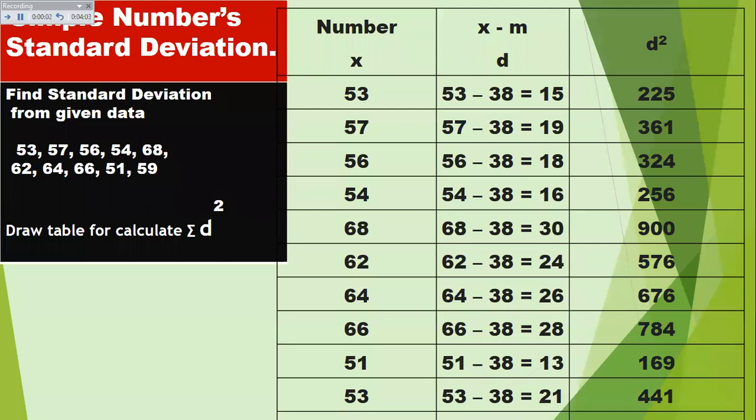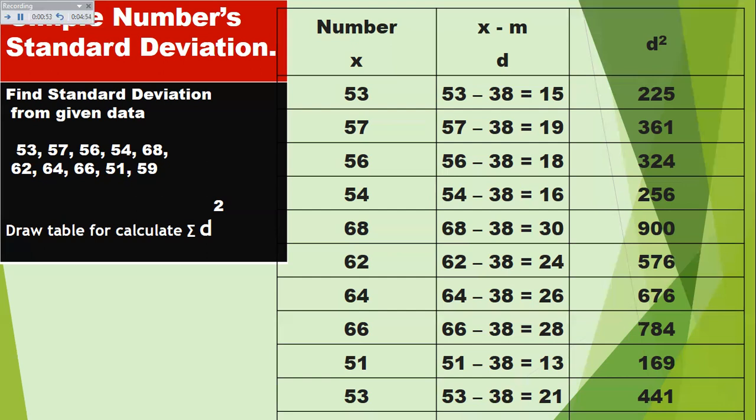Okay, friends, here one example is related to simple scores, and then we will discuss groups. Ten numbers are given here, 53, 57, and so on, and the question asks us: find the standard deviation from the given data. We have to calculate summation D square, and for that we have to construct one table.